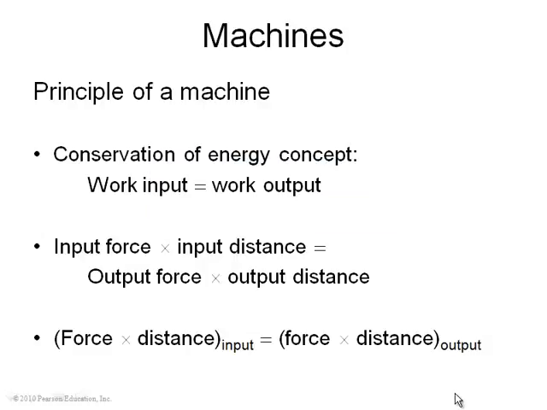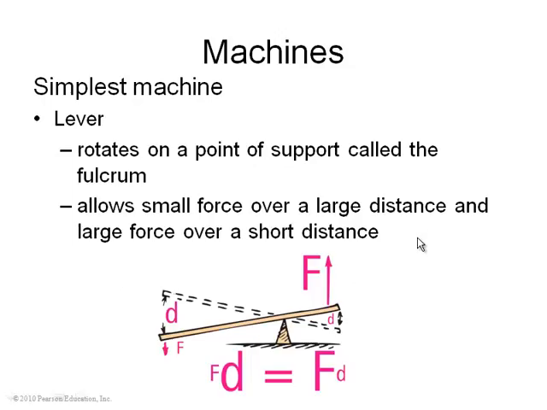The reason why this formula works is we're saying with a machine that your work input equals your work output. And work is force times distance. And so the force that you input times the distance that it acts over equals the force that's output by the machine times the distance that the machine acts.